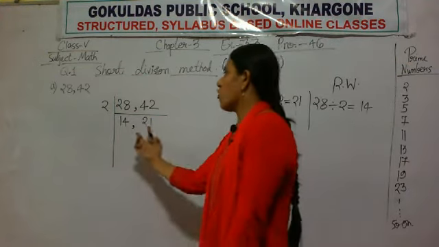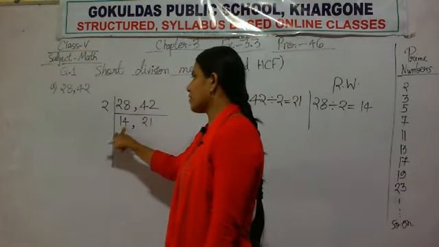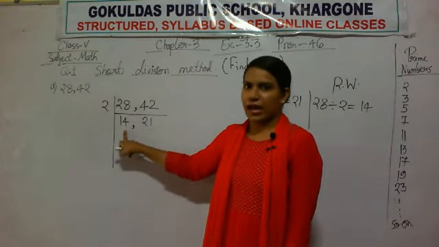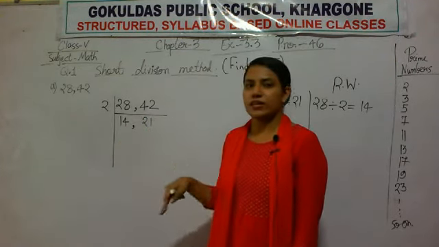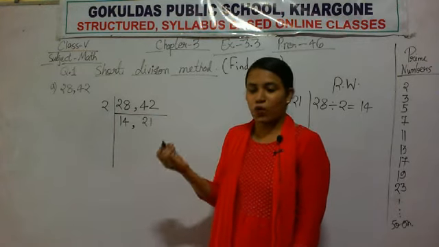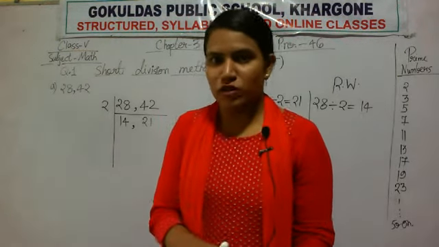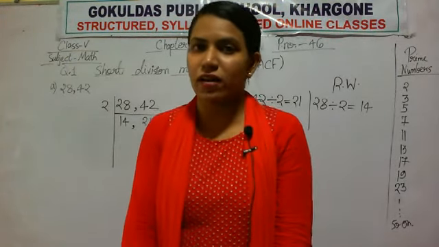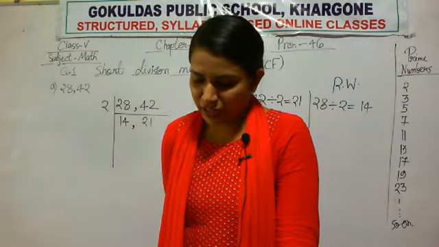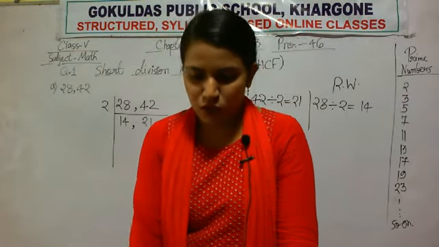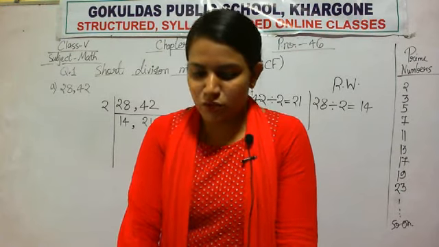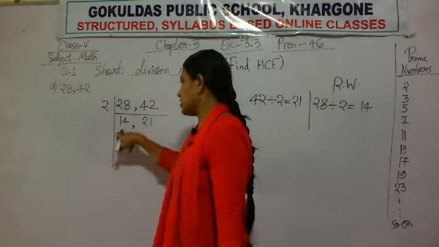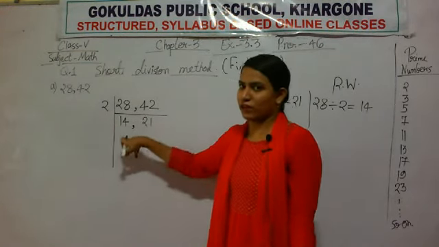Now observe both the numbers. One number is 14 and the other number is 21. Here 14 is an even number and 21 is an odd number. So now the difficulty is which number to choose to divide both the numbers, because we need to take a common prime factor. We cannot divide these numbers by 2 as one is even and one is odd.